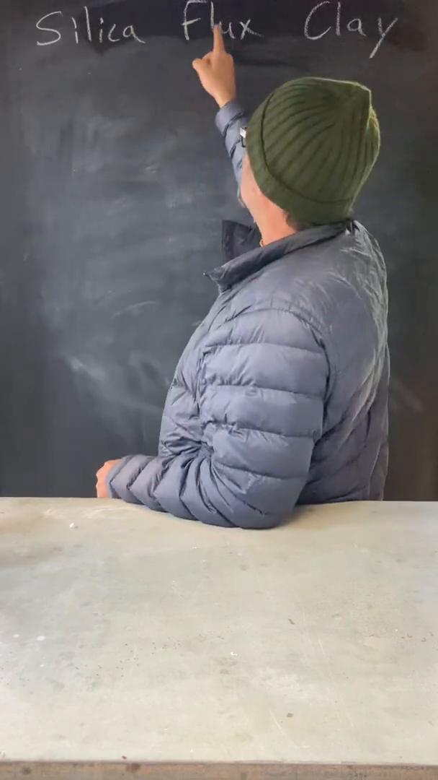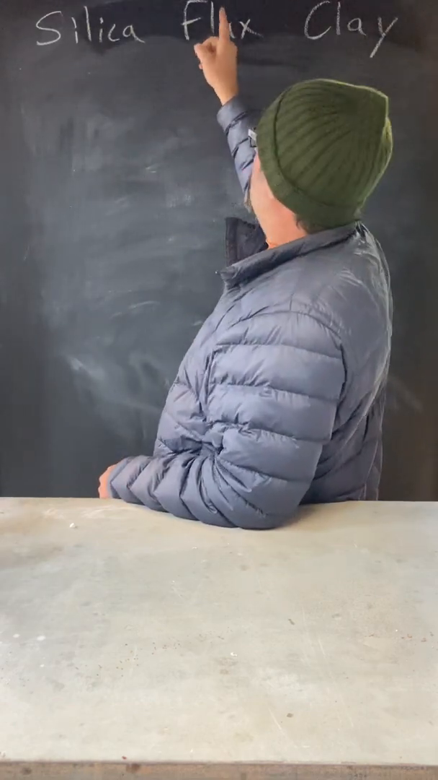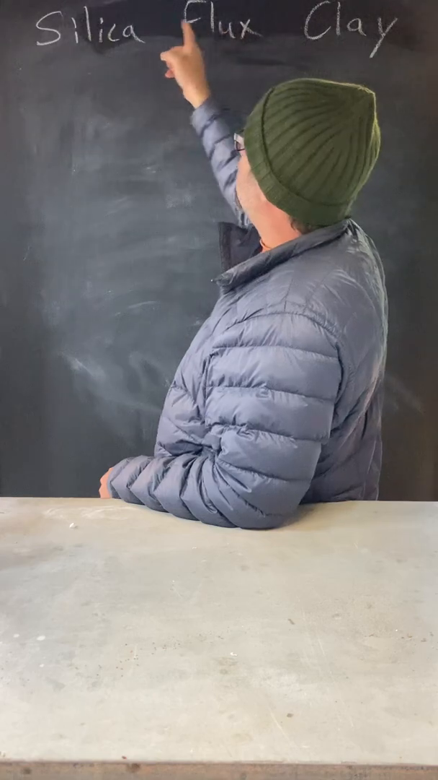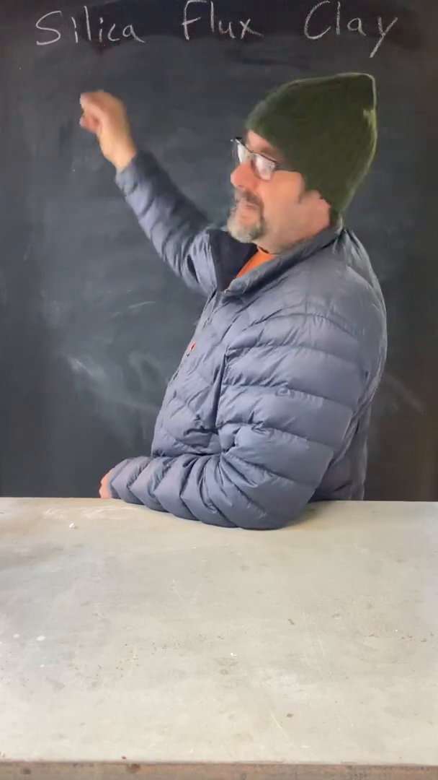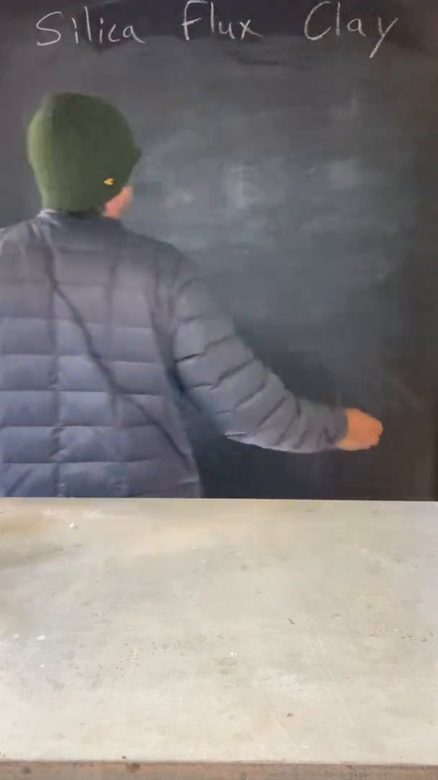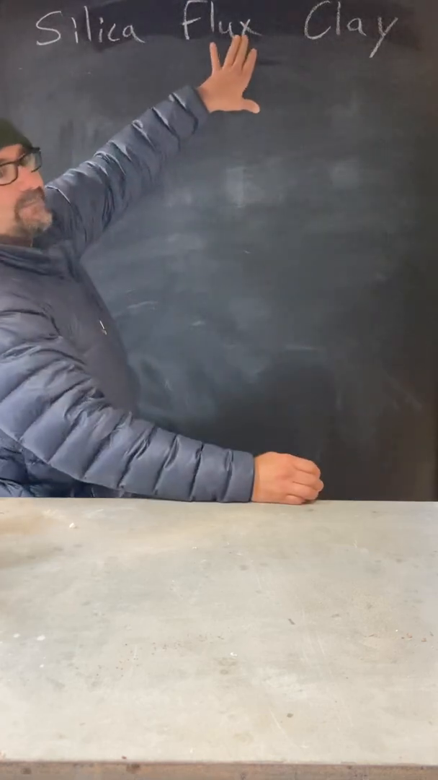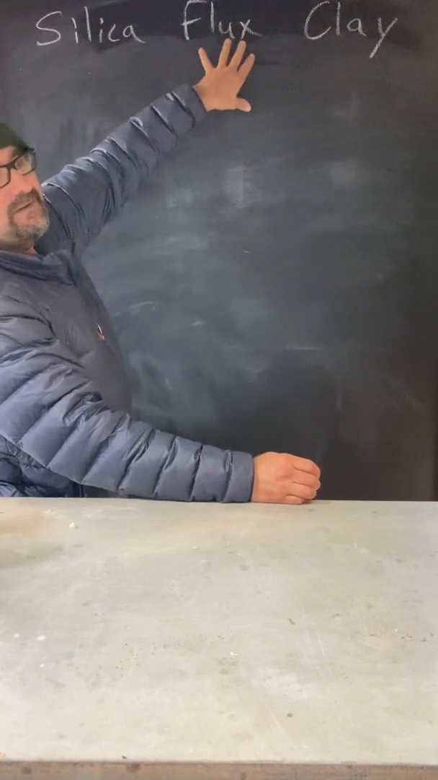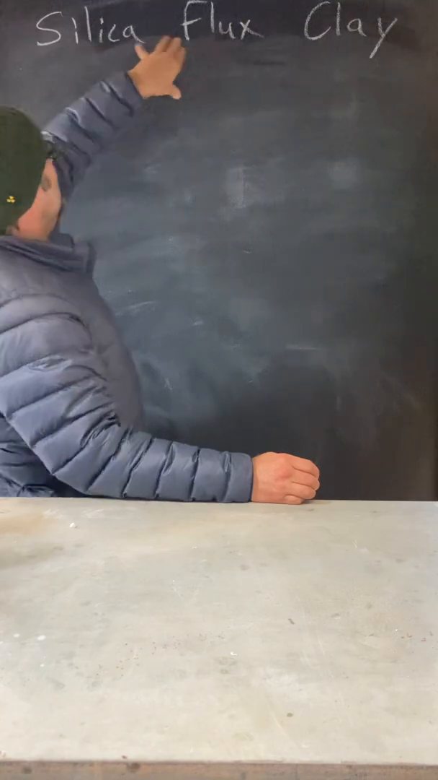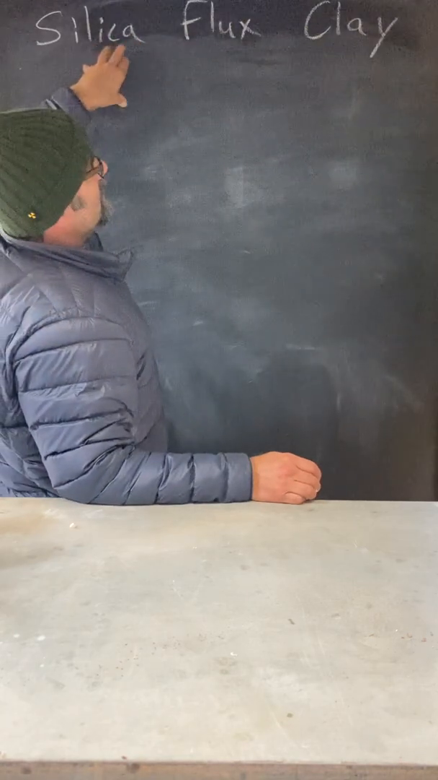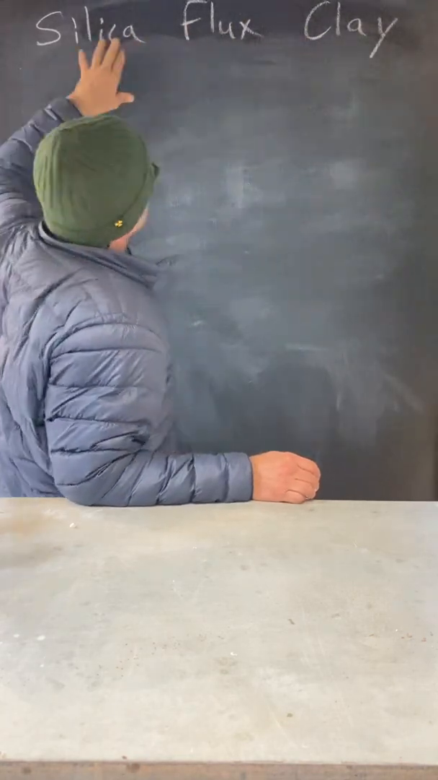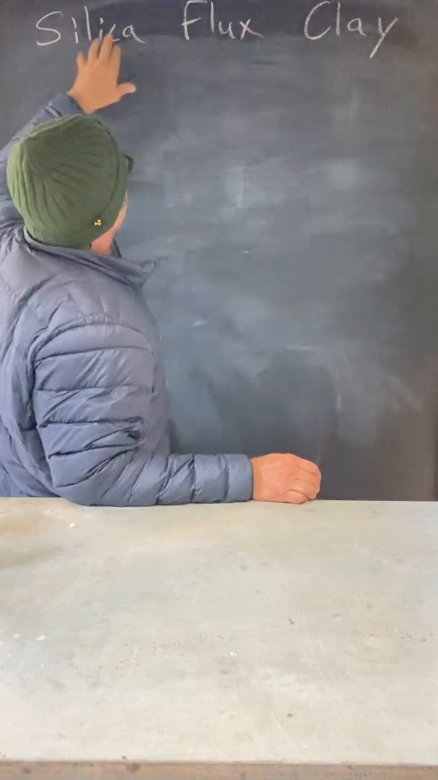Now, the flux we didn't talk so much about. What flux does is it helps melt that silica at a lower temperature. So fluxes are like sodium, lithium, potassium. These are all metals that melt at kind of a lower temperature and help melt that ground up quartz. So this makes the glass. This helps melt that to make the glass.